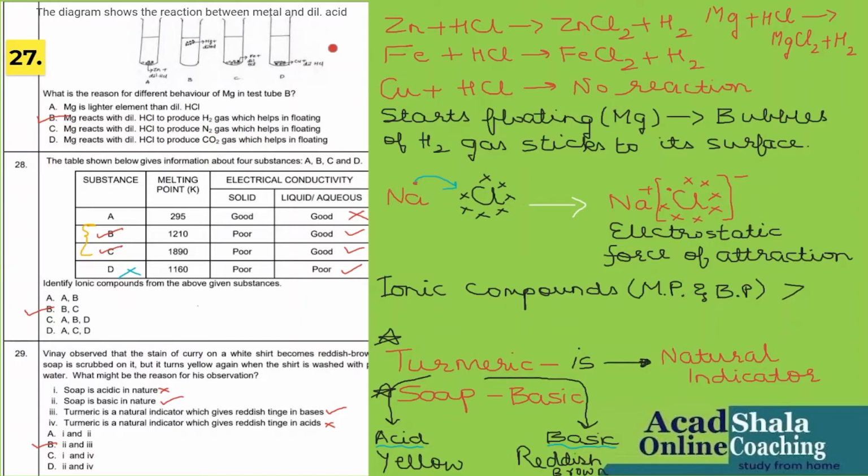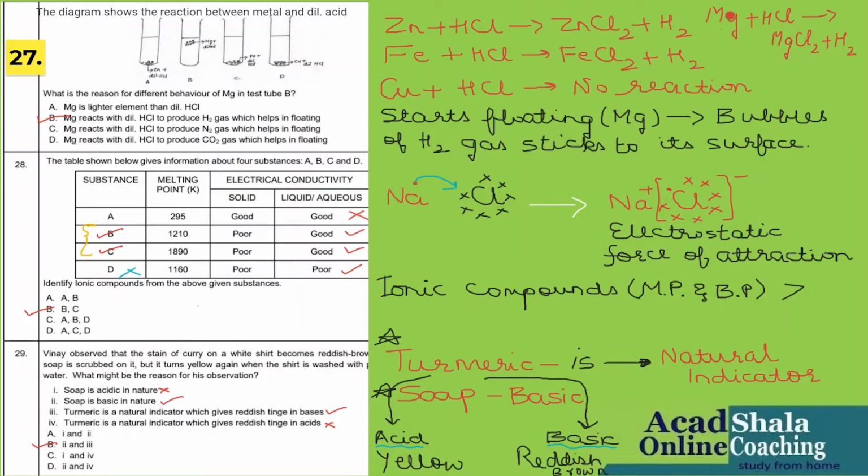Before going for any options among the 4, first I will write down the reactions. The first test tube is zinc reacting with HCl: Zn plus HCl gives ZnCl2 plus H2. The second, Mg plus HCl gives MgCl2 plus hydrogen. The third, Fe plus HCl gives FeCl2 plus hydrogen. The last, copper plus HCl, there will be no reaction because of the reactivity series we have studied before. So I will discard this one and only concentrate on the 3 reactions.